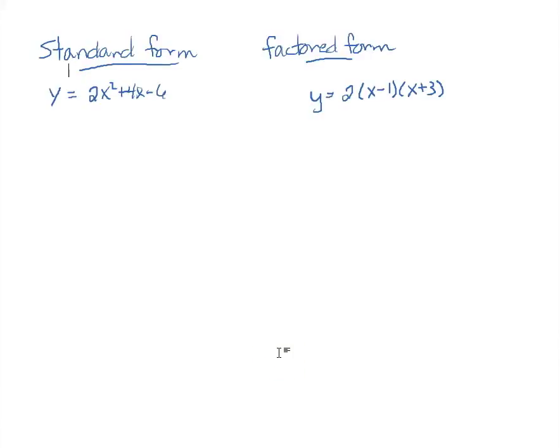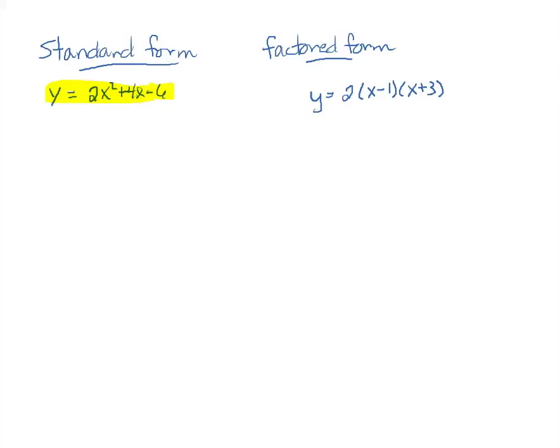So far, we've worked with standard form when we're graphing. And standard form is shown here. You'd have 2x squared plus 4x minus 6, and you would pick out your A, B, and C values. One of the other forms that we need to work with for graphing is factored form.